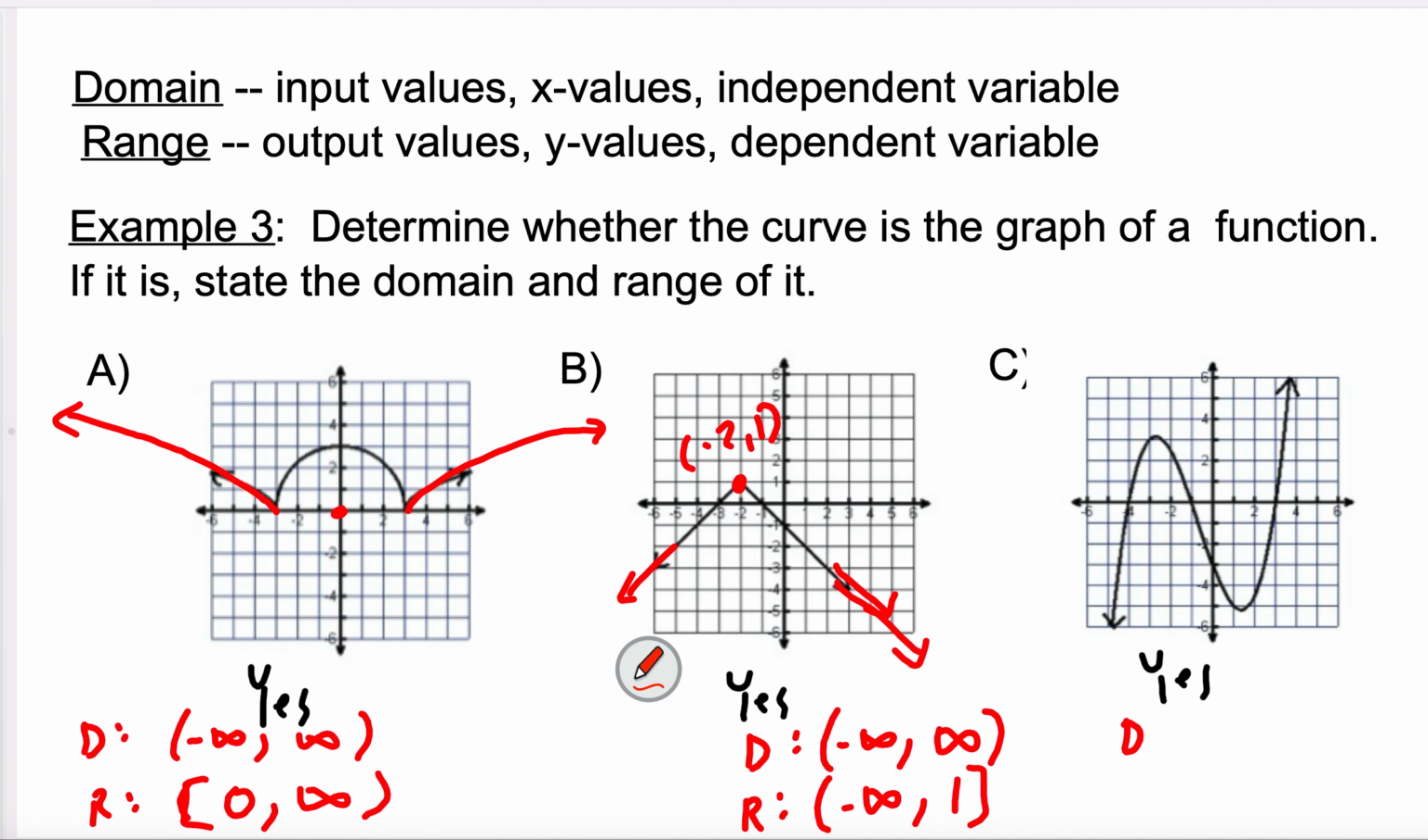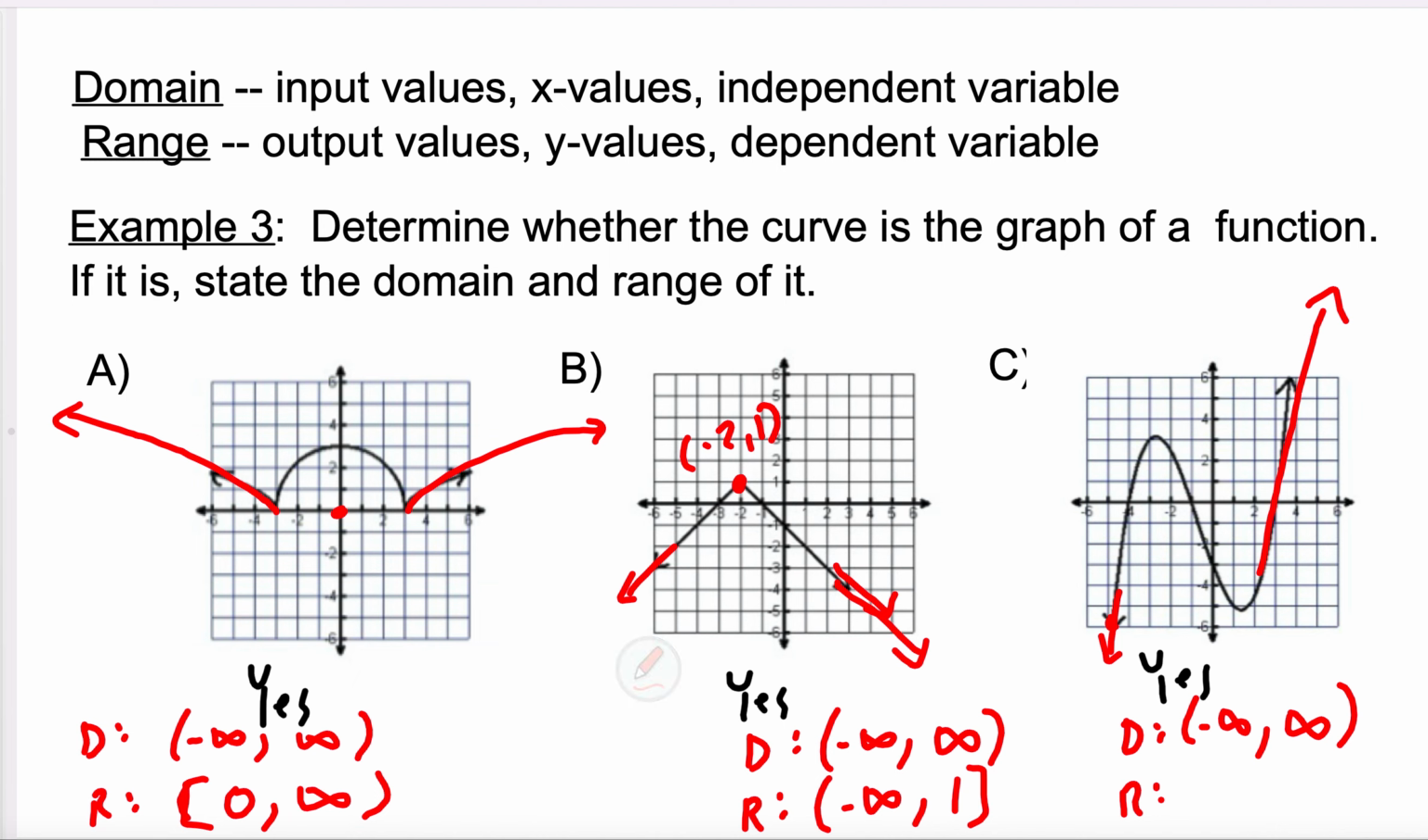Letter C, let's look at domain and range here. Domain here, I'm looking at the left. The left here is here, but it's going to the left. It looks like it's just going straight down, but it's actually going to the left as well, so that's negative infinity. And this one here is going up and to the right forever and ever, so that's infinity.